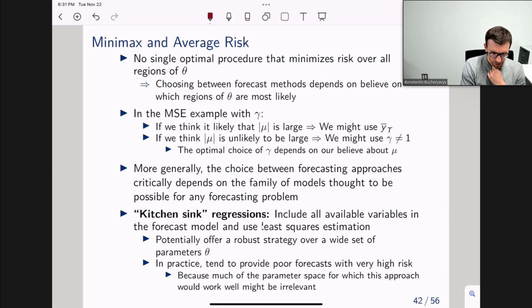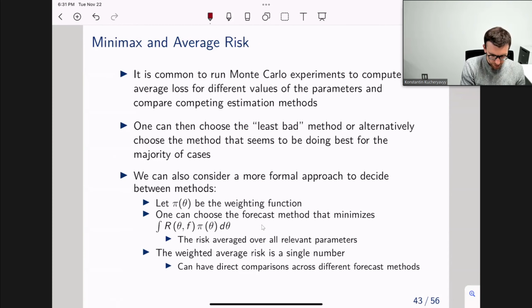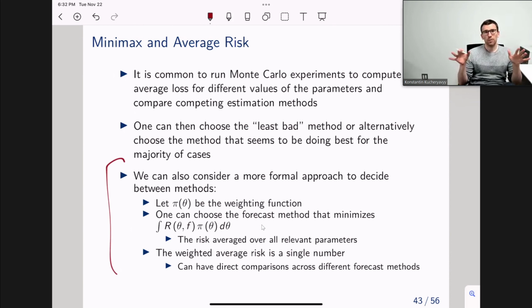We can potentially, let me talk about this. Consider some more formal approach to decide between methods. We, for example, can assign some weighting function to different values of mu's, or more generally, different parameter values, and then choose the forecast method that minimizes this object.